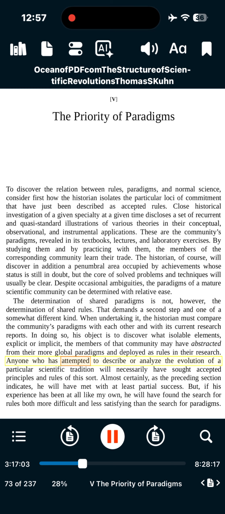Anyone who has attempted to describe or analyze the evolution of a particular scientific tradition will necessarily have sought accepted principles and rules of this sort. Almost certainly, as the preceding section indicates, he will have met with at least partial success. But, if his experience has been at all like my own, he will have found the search for rules both more difficult and less satisfying than the search for paradigms.